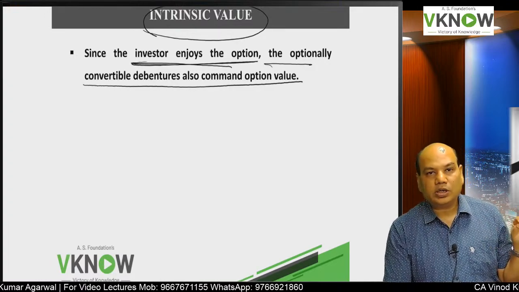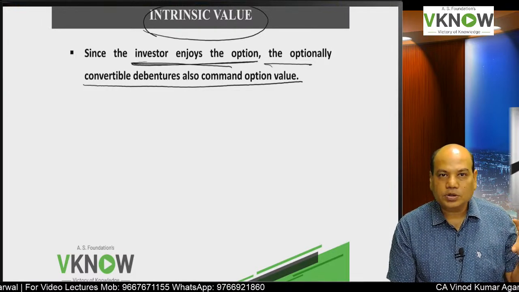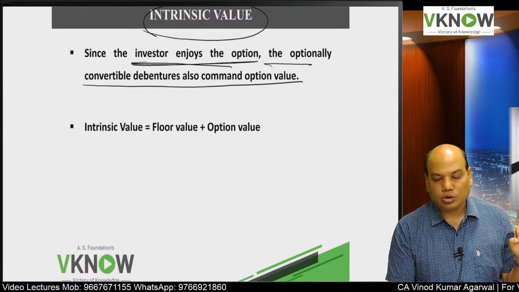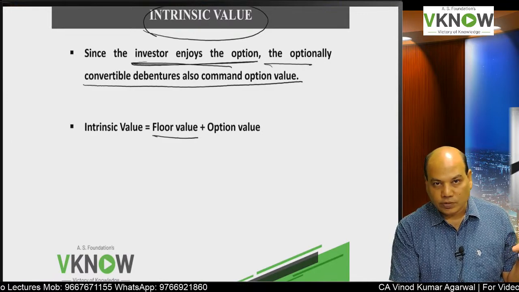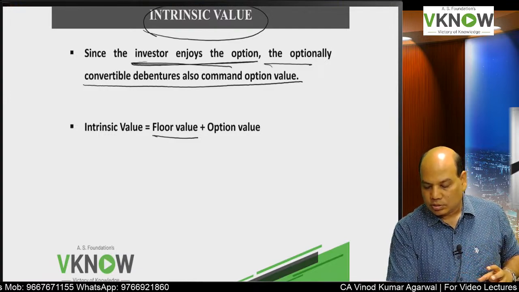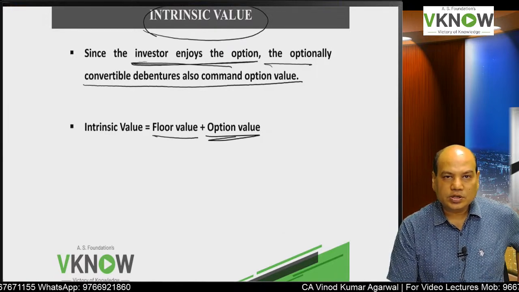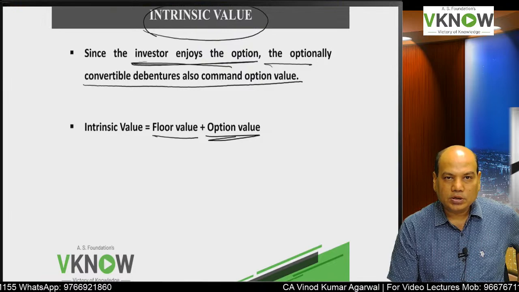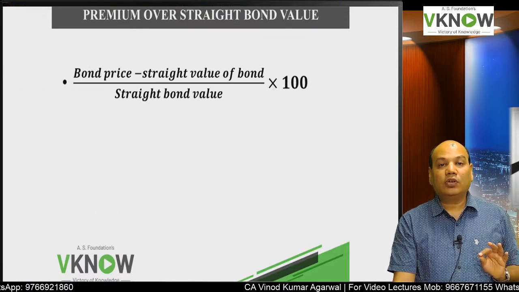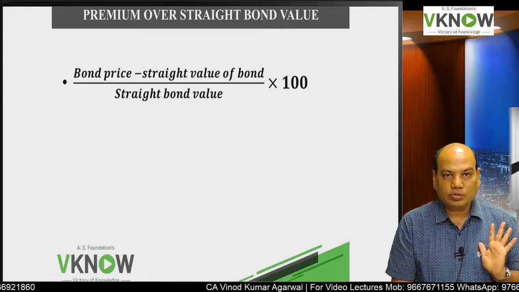Its value will be little more than floor value because the holder also gets an option to convert. So intrinsic value will be equal to that floor value which we have computed, plus because the bond has an option, there is some option value also added. So the intrinsic value is floor value plus option value. And then the next step is they can ask you what is the premium over straight bond value.